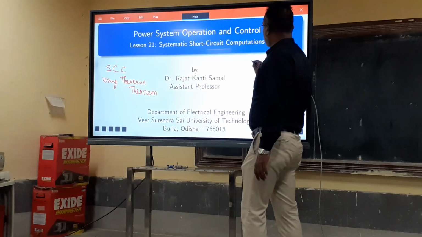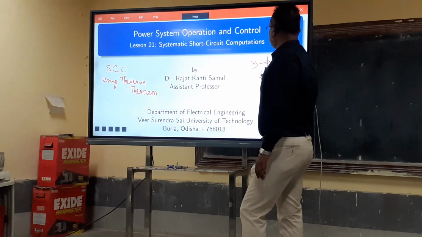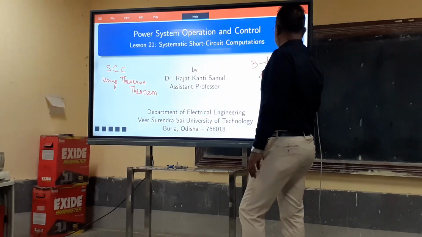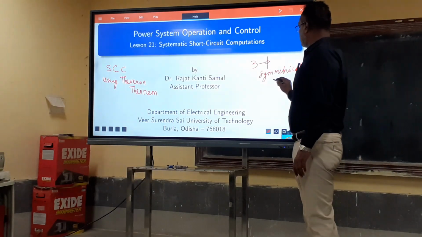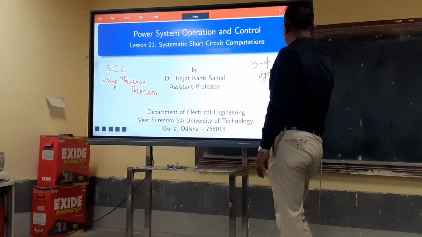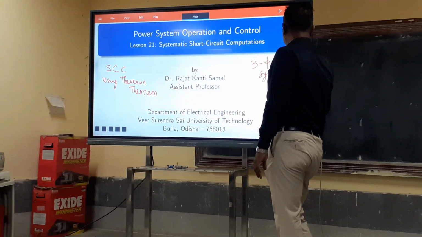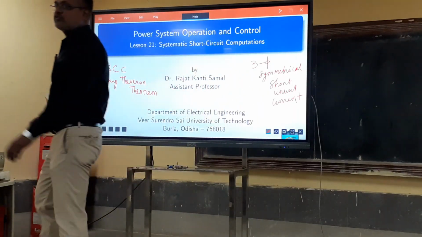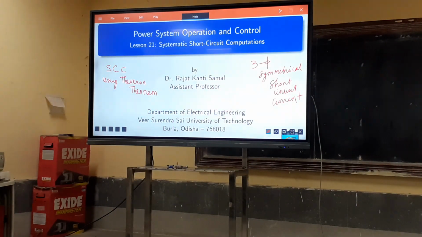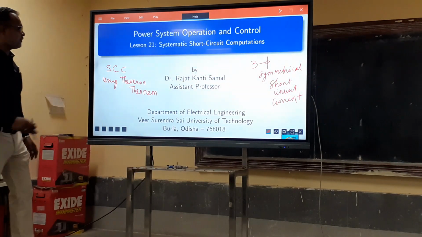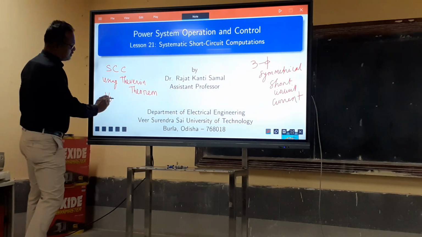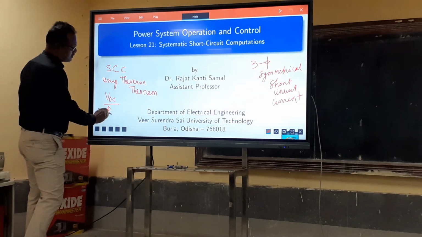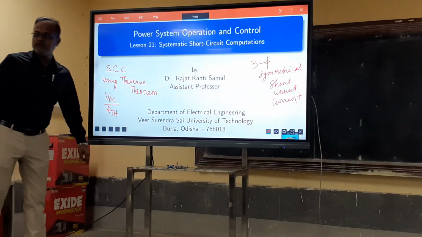What is the objective? The objective is to find out the three-phase symmetrical short circuit current on a single phase basis. And we can do that by finding out the Thevenin equivalent of the circuit, by RTH.